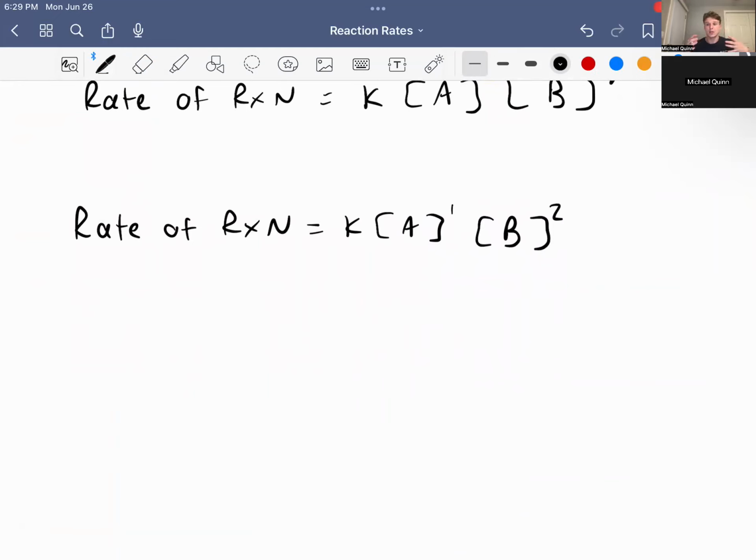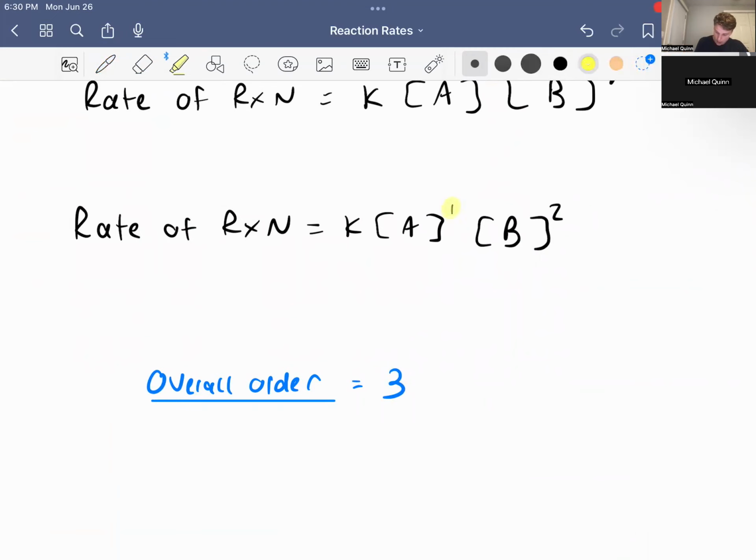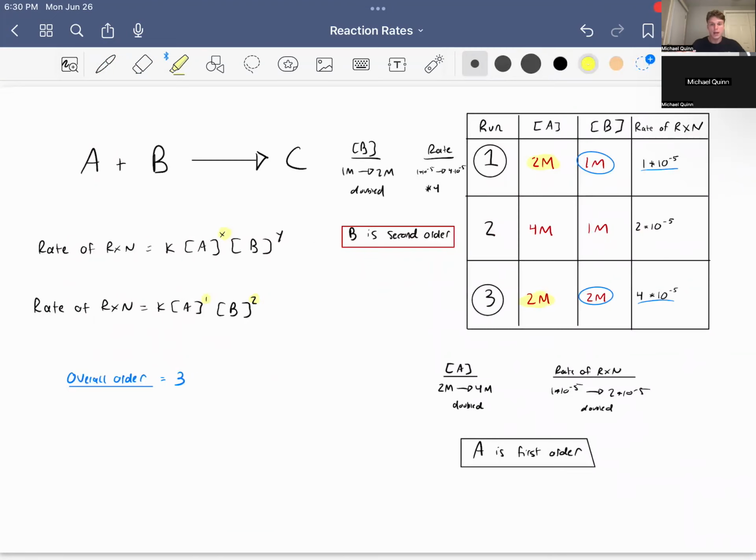So what we have done is shown ourselves that A is first order, B is second order, which means that in this overall reaction, the reaction is first order with respect to A and second order with respect to B, but the overall order of this reaction is 3. All we did was add 1 and 2. So this video went over the order of reactants and the overall order, which is just basically saying how changing the concentration affects the overall rate of reaction.